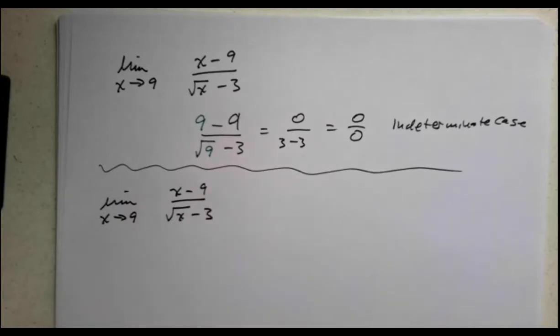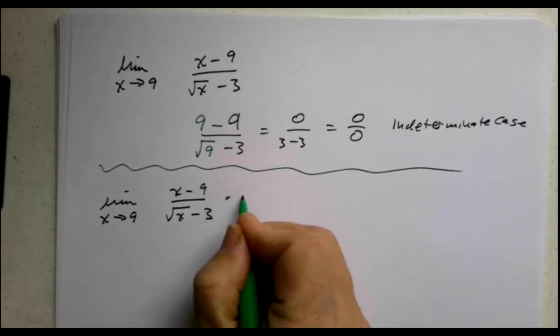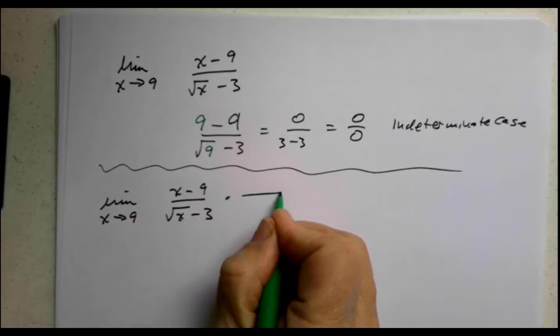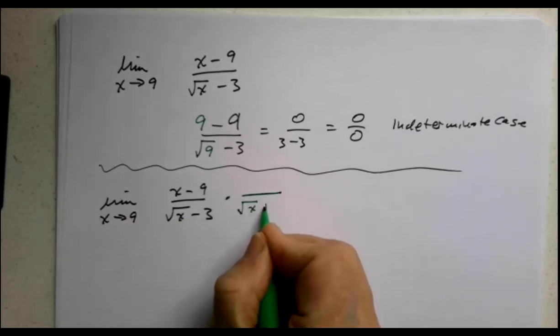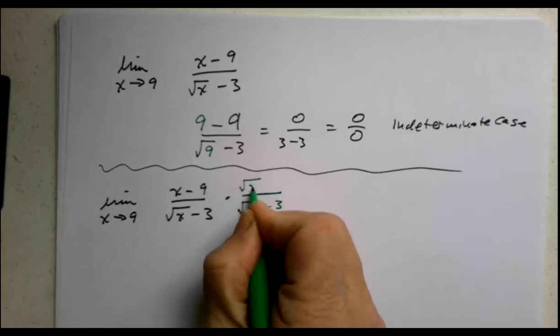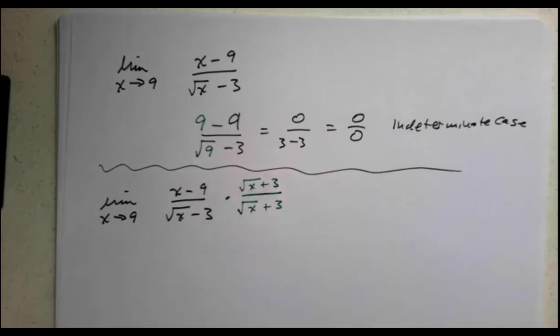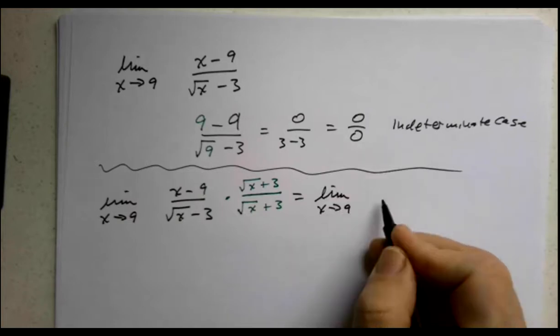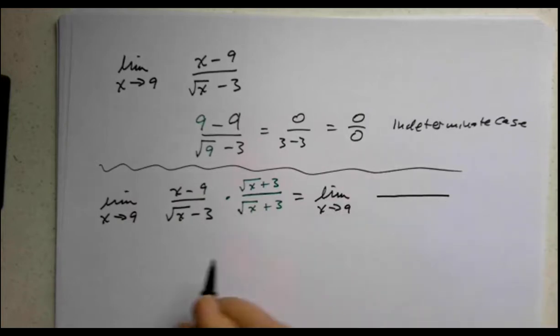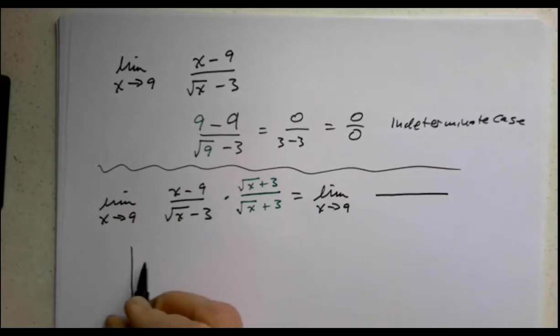The tool I'm going to use is to rationalize the numerator. So multiply top and bottom by root x plus 3. Root x plus 3 here. Root x plus 3 there. So we get the limit as x approaches 9 of something. Something is on top, something is on the bottom. What is on the bottom? Let's do that first. Root x minus 3 times root x plus 3.